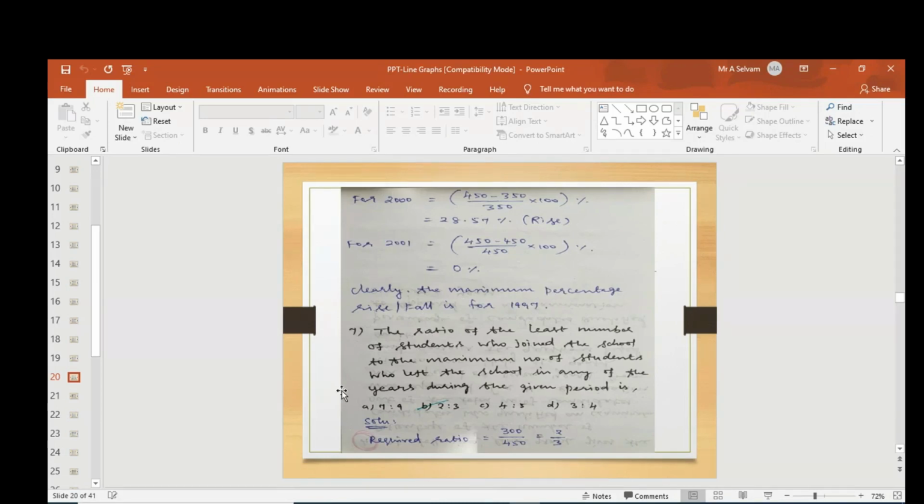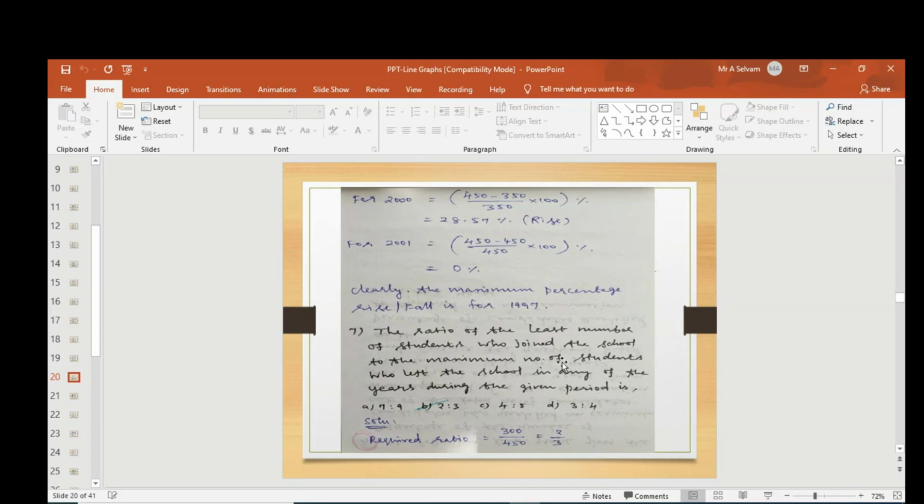Question number 7. Based on the line graph, they give some questions. Minimum 3 questions or maximum 7 or 8 questions, whatever it may be. Anything else they will give, right? So question number 7: the ratio of the least number of students who joined the school to the maximum number of students who left the school in any of the year during the given period is.